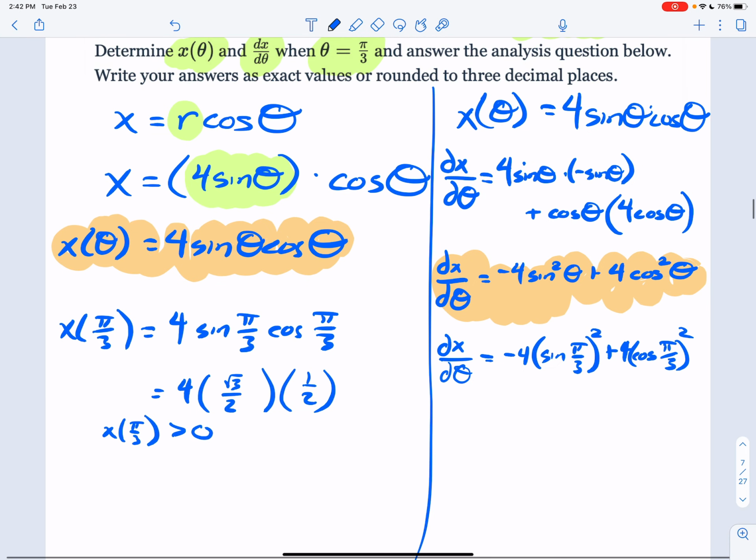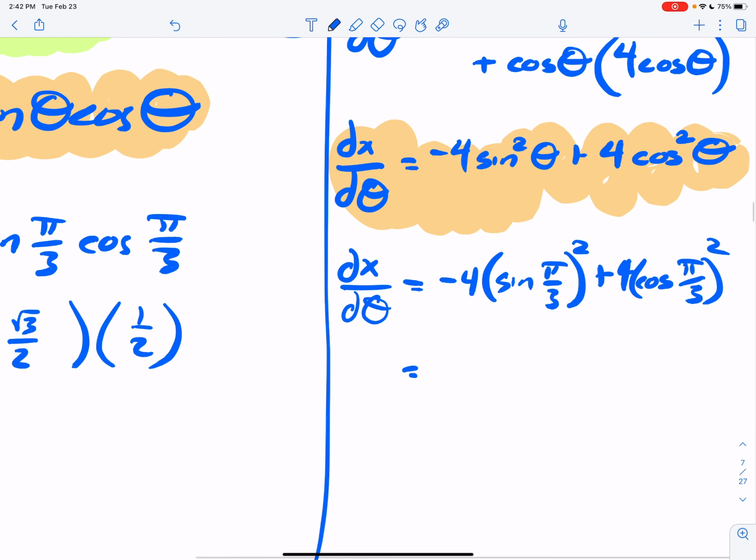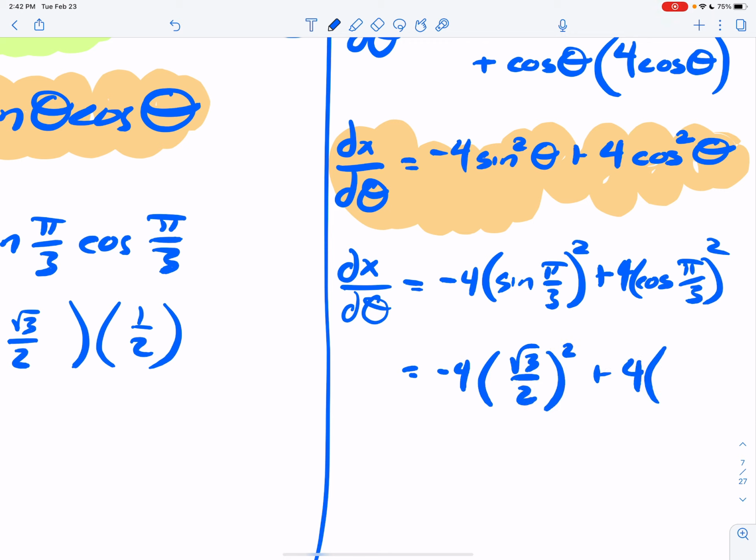Okay, now over here, it's not too obvious what happens, but let's take a look. We have negative 4 of radical 3 over 2 squared plus 4 times 1/2 squared. Okay? To the naked eye, just looking at this, it's not too obvious if this will come out positive or negative. So this is where you might want to use your calculator just to get an idea of what it comes out to, okay?